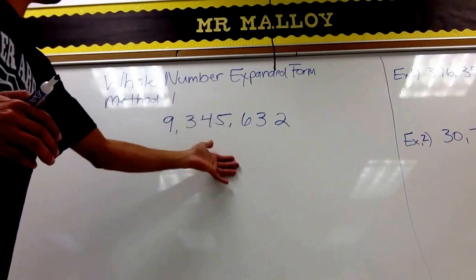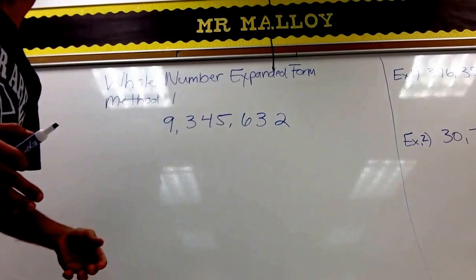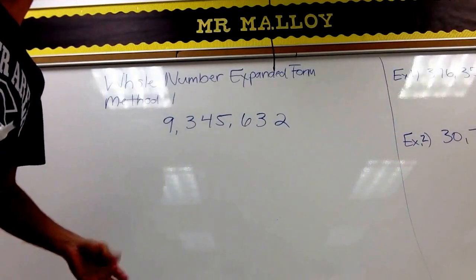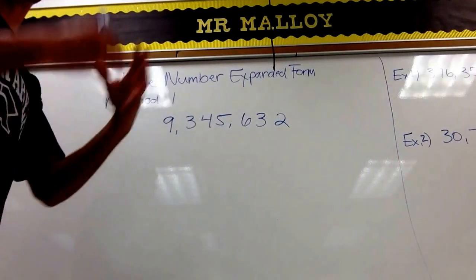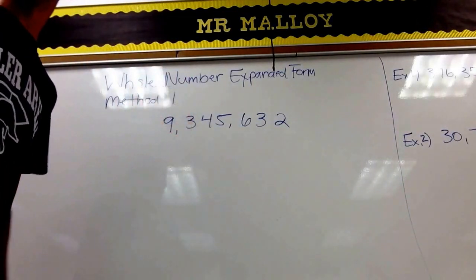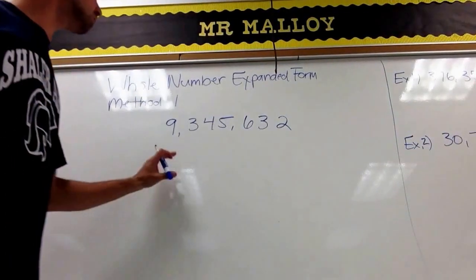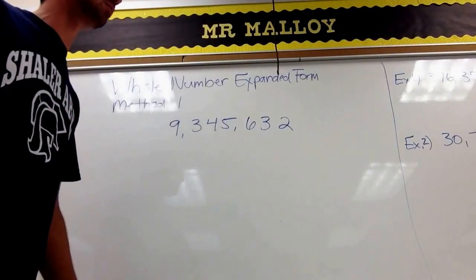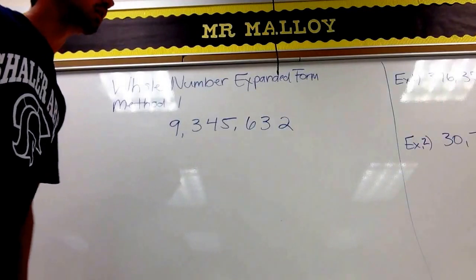Our place value system is the language of math, and if we do not understand the language of math, you cannot do anything in math. So this is the very foundation. This is what everything else that we do in math is based on. It's based on the numbers, so we have to know the language. Okay? So, we're going to write this in expanded form, and we're going to do exactly what it sounds like. We're going to expand this number.